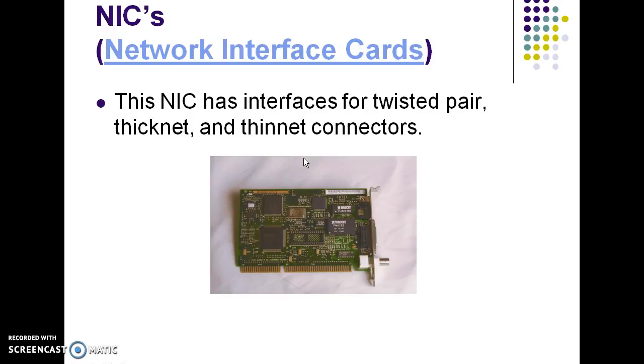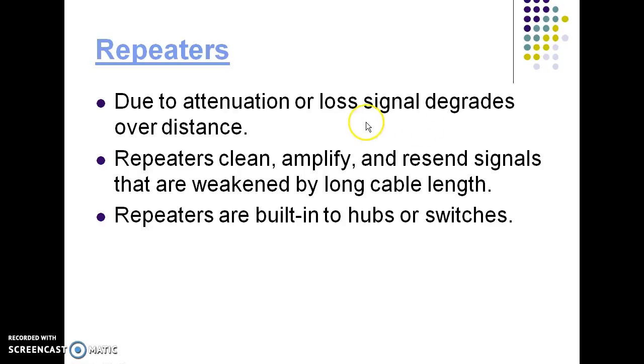Okay. Now here NICs, network interface card. This NIC has interfaces for twisted pair, thick net and thin net connectors. Repeaters. Due to attenuation or loss, signal degrades over distance. Repeaters clean, amplify and resend signals that are weakened by long cable length. Repeaters are built into hubs or switches.